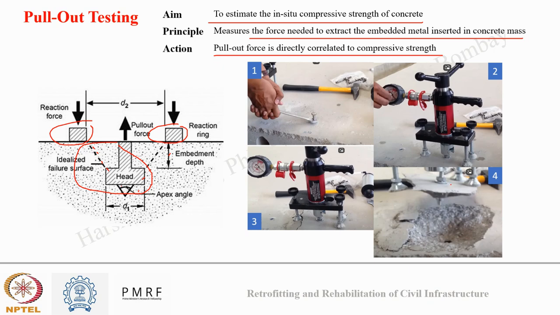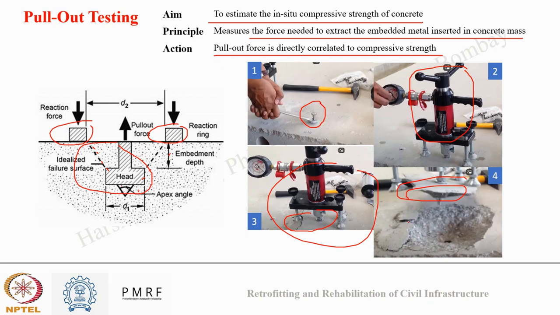The same process can be seen in the images also. First, a screw head was installed, then our pull-out machine was fixed over it with three loading reaction rings, or we say bearing rings. Slowly, this screw was pulled out by applying mechanical force from the top, and here you can see how failure is developing. And once the pull-out is conducted, you can see a conical failure happened on the surface.